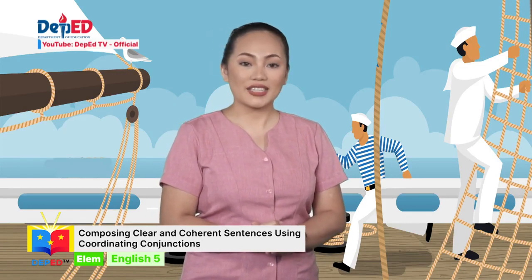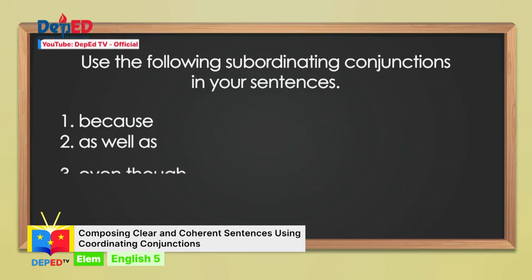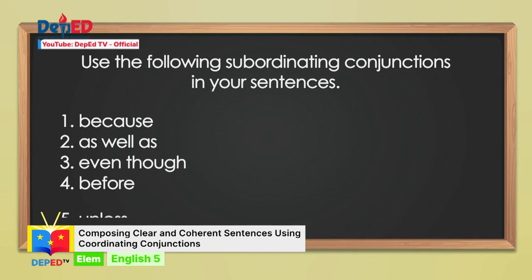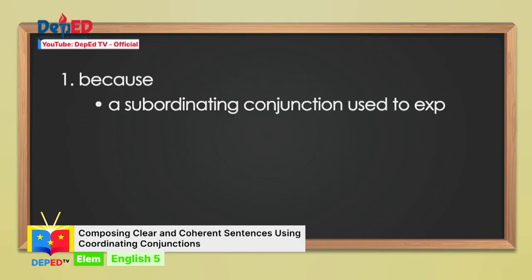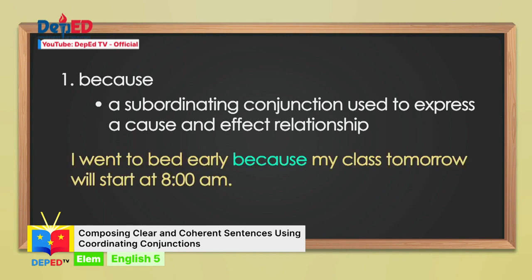Now, let us check your assignment. Use the following subordinating conjunctions in your sentences. Take note that your sentences may differ from the sentences that I made. Focus on the appropriateness of your conjunctions based on the idea of your sentences. Make sure also that your subjects and verbs agree with each other. Number 1, because is a subordinating conjunction used to express a cause and effect relationship. Your sentence may look like this. I went to bed early because my class tomorrow will start at 8 a.m.